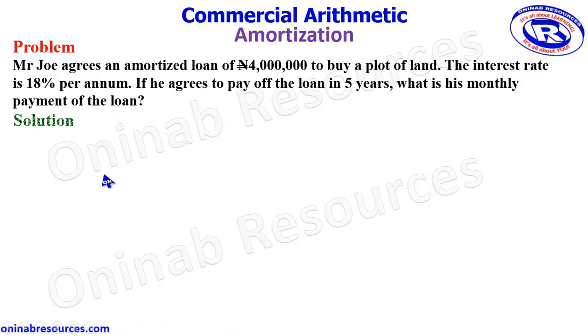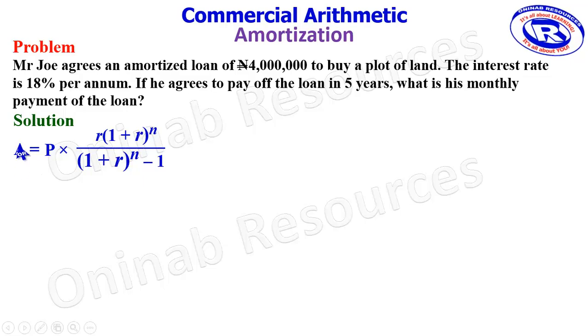In our solution to the problem, we have the formula for calculating amortization, which is A equal to P times R into (1 plus R) raised to power n, then divide by (1 plus R) raised to power n minus 1. We're going to be identifying each of the parameters in the formula.